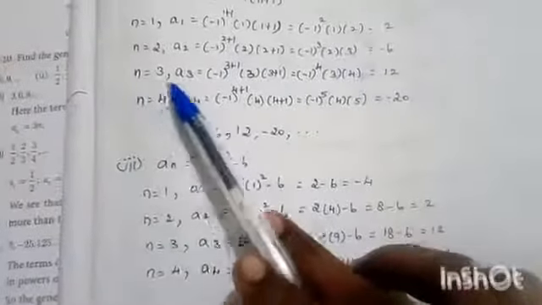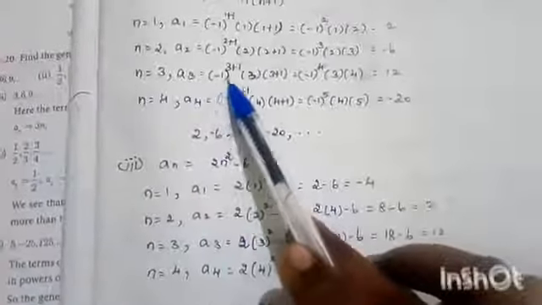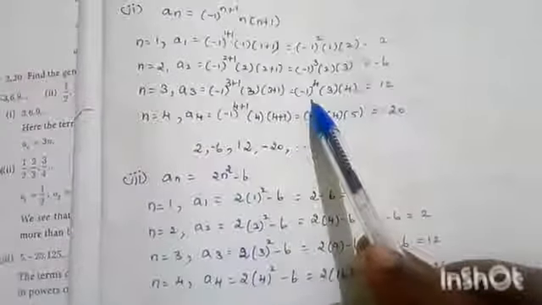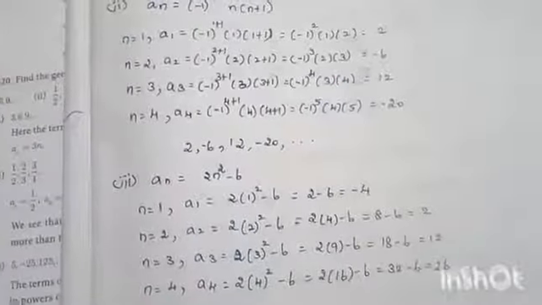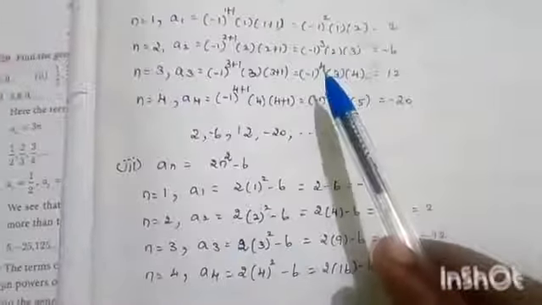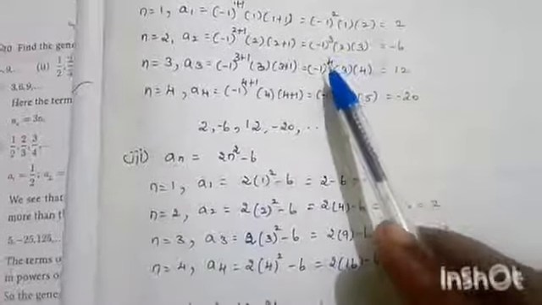So n equal to 3. Instead of n you have to substitute 3. So after simplifying you get minus 1 whole power 4 over 3 into 4. So minus 1 whole power 4 is 1. 1 power anything is 1. So if the power is even, it is plus 1; if the power is odd, it is minus 1.